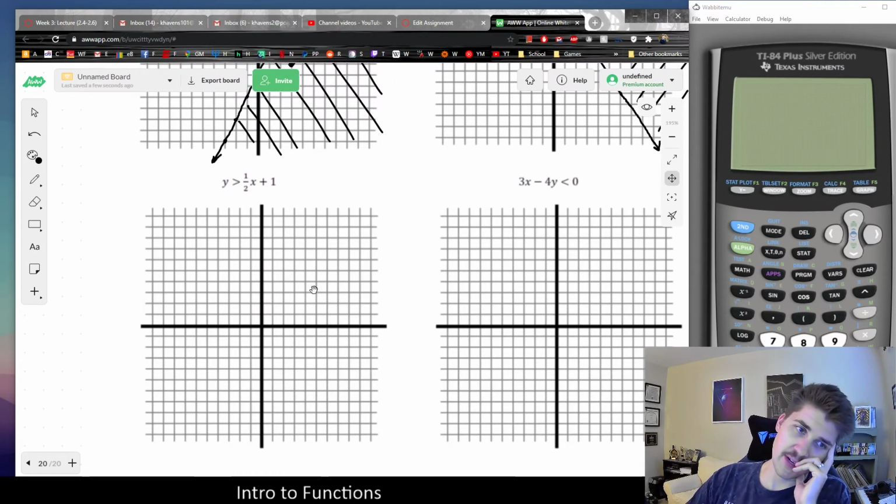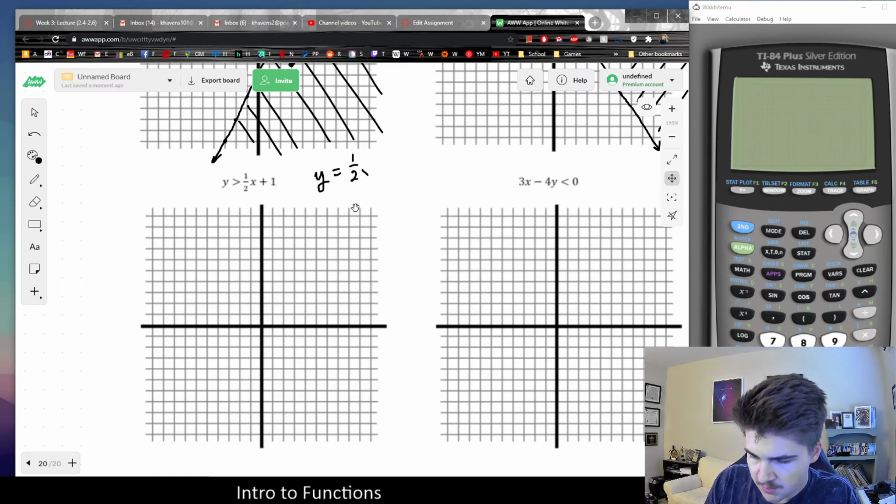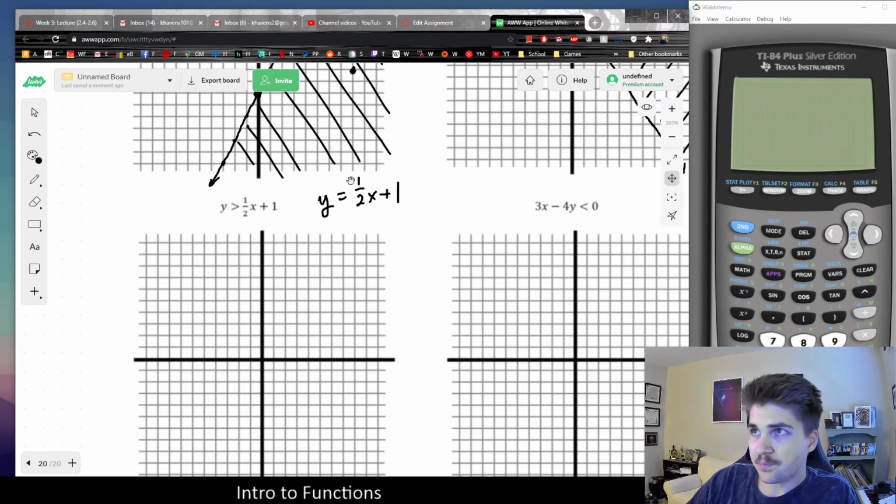But in the case of the third example on our packet, if I was to graph the boundary line, that would just be the equation y is equal to 1/2 x plus 1. And this one's pretty easy because it's in slope-intercept form yet again. I see that it has a y-intercept of 1 and a slope of 1/2. So if I wanted to graph the points on the line, it would be rise 1, run 2, rise 1, run 2, rise 1, run 2, and so on. I could visualize what's going to happen with that particular linear equation.